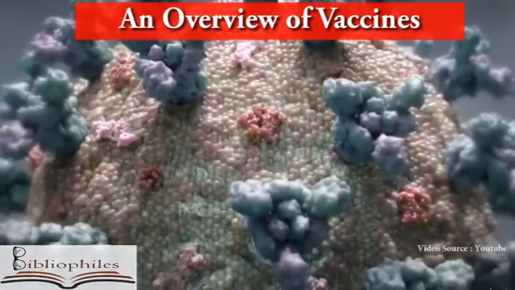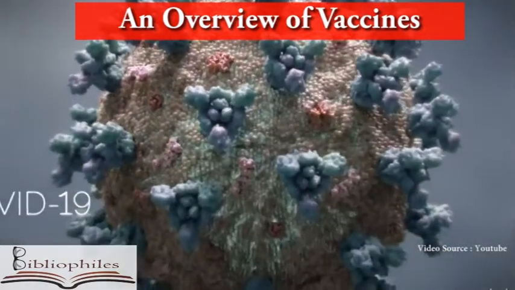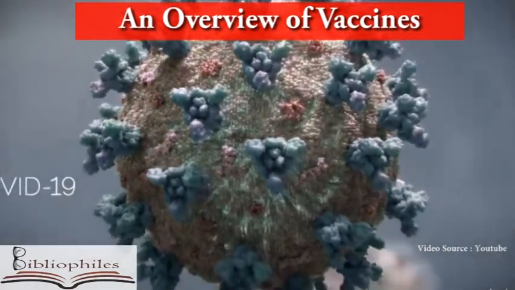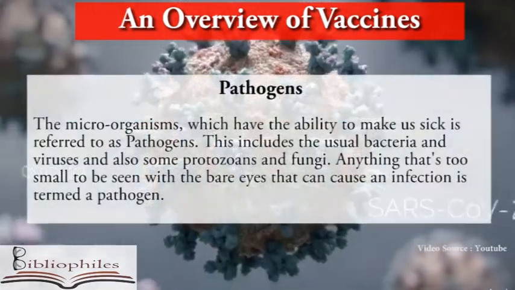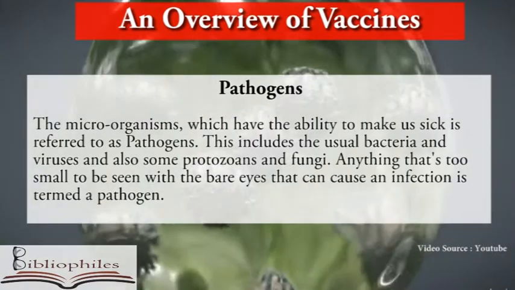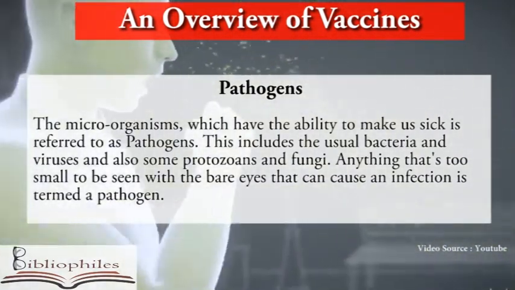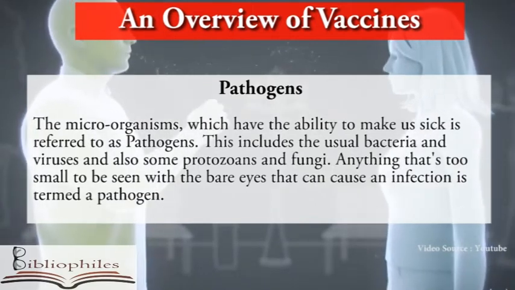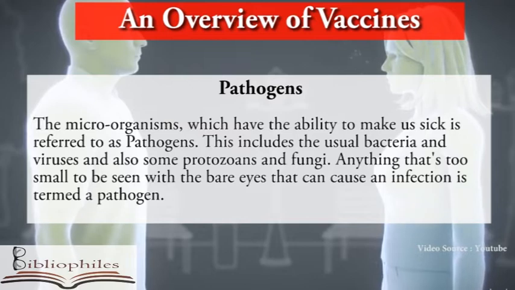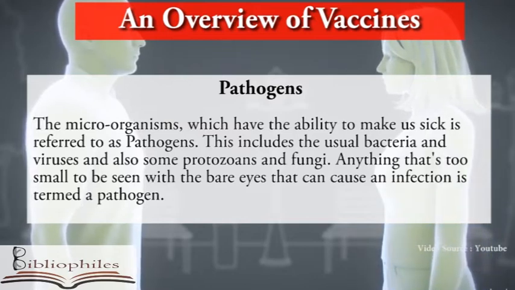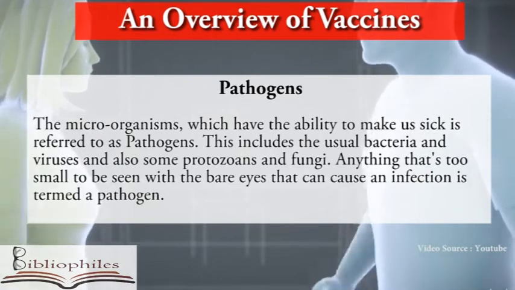But before knowing about vaccine, we need to get acquainted with some basic key terms which we are going to come across frequently in our discussion. So firstly, we need to know what is a pathogen. See, in simple terms, the microorganisms which have the ability to make us sick are referred to as the pathogens. This includes the usual bacteria and viruses and also some protozoas and fungi.